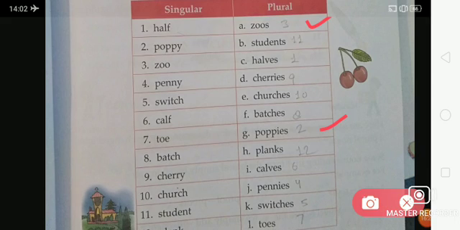Third is Jew. So it will be Jews. Okay, Jews. So fourth is penny. It will be pennies. Fifth is switch. So it will be switches. Sixth is calf. It will be calves. Seventh is toe. So it will be toes. Eighth is batch. It will be batches.